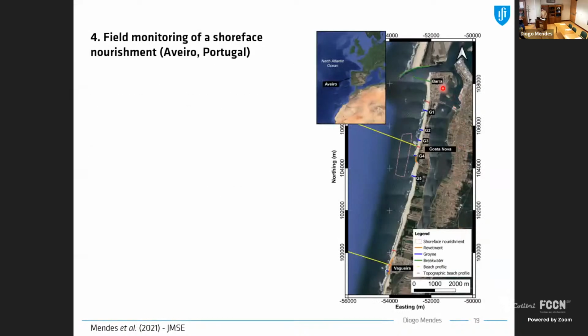So this is the study site. Here you see the harbor entrance. And then this coastal stretch is between Barra, which is located in the north, until Vagueira, which is more or less 10 kilometers south. In between, we have Costa Nova beach. Costa Nova also has 5 groins, so a groin field, groin 1 to 5. And this intervention was placed in the nearshore at this dashed line that you see here, between groin 3 and groin 5.